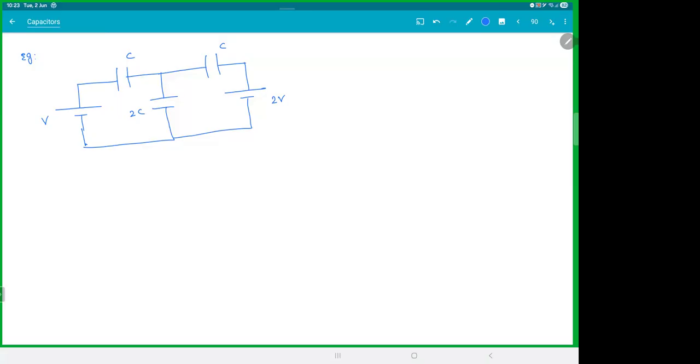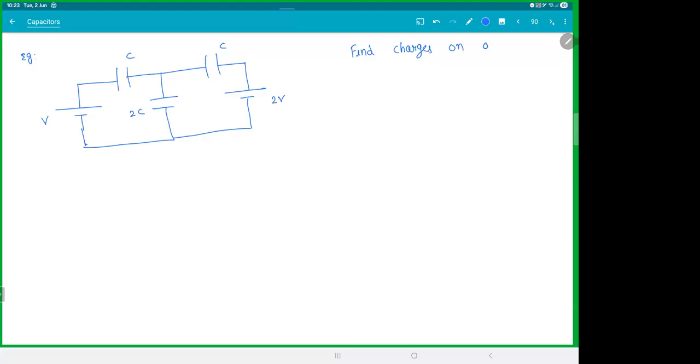The moment you see two batteries, most of the things will go off, nothing will work. And the circuit looks simple, but none of the methods work. Okay? So the question is this, find the charge on the capacitor. Let me show you how to do this question. So I will teach you with this example.